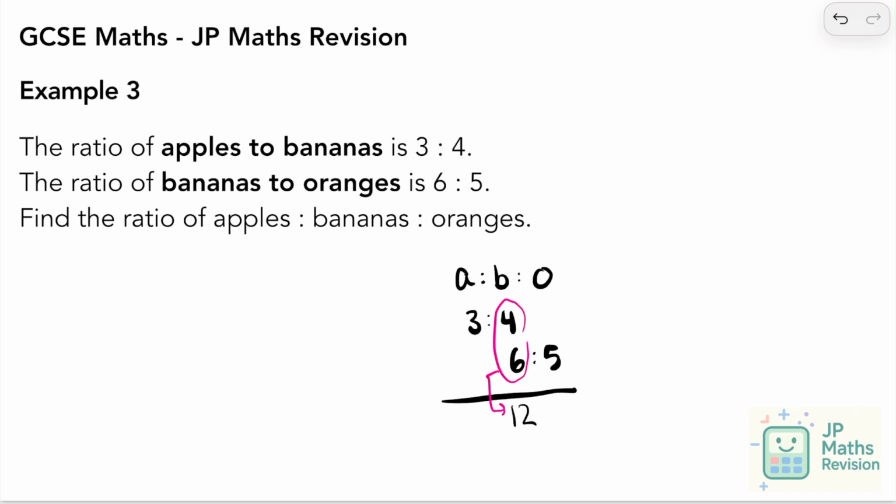Now to get from 6 to 12, I times by 2. So I'm going to do 5 times 2 to get 10. And to get from 4 to 12, I times by 3. So 3 times 3 is going to be 9. So my answer is 9 to 12 to 10.